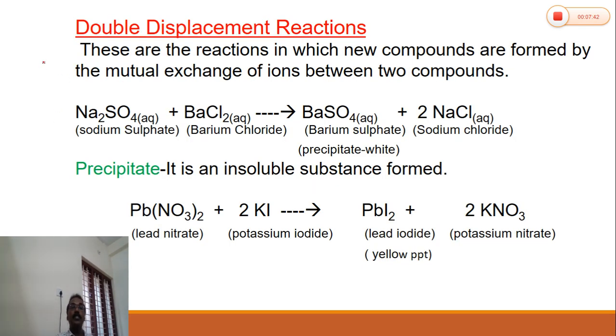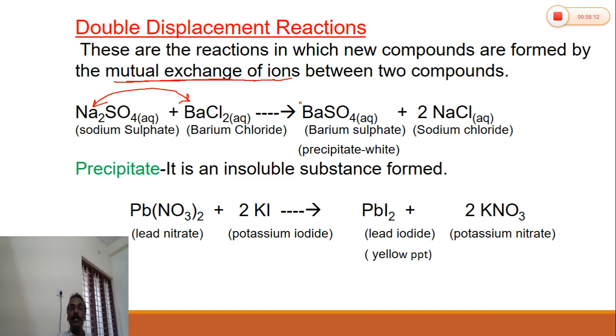Now, the next one is the double displacement reaction. In a double displacement reaction, there is a mutual exchange of ions between two compounds in solution. For example, sodium sulfate Na2SO4 and BaCl2. They exchange sodium ion and barium ion, so we get barium sulfate and sodium chloride. This is an example of a double displacement reaction.